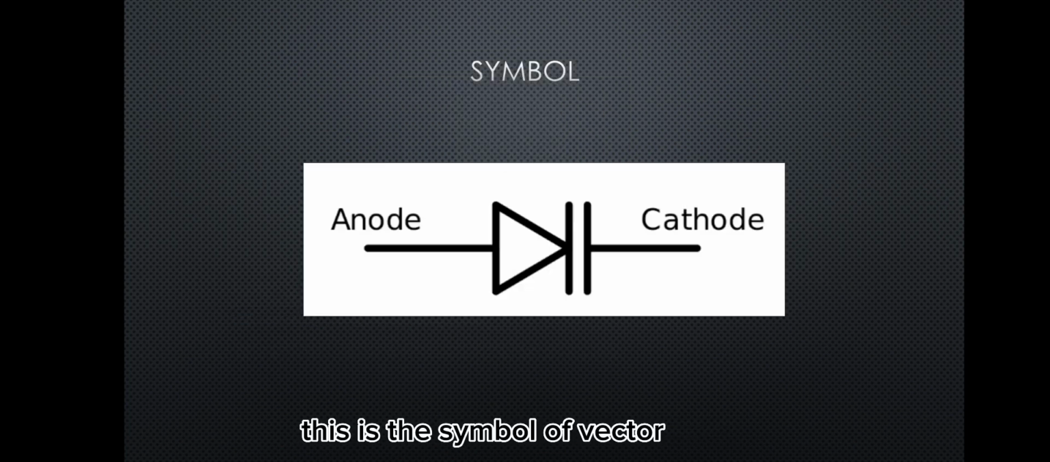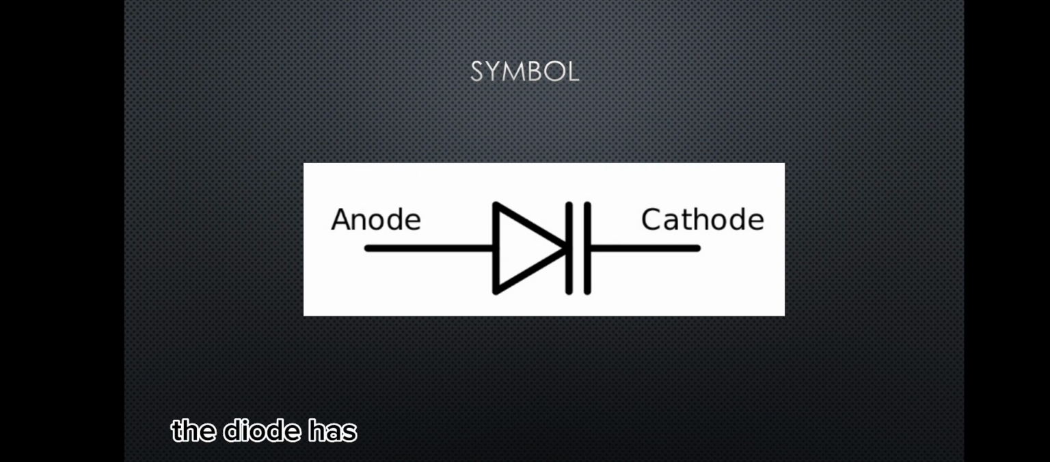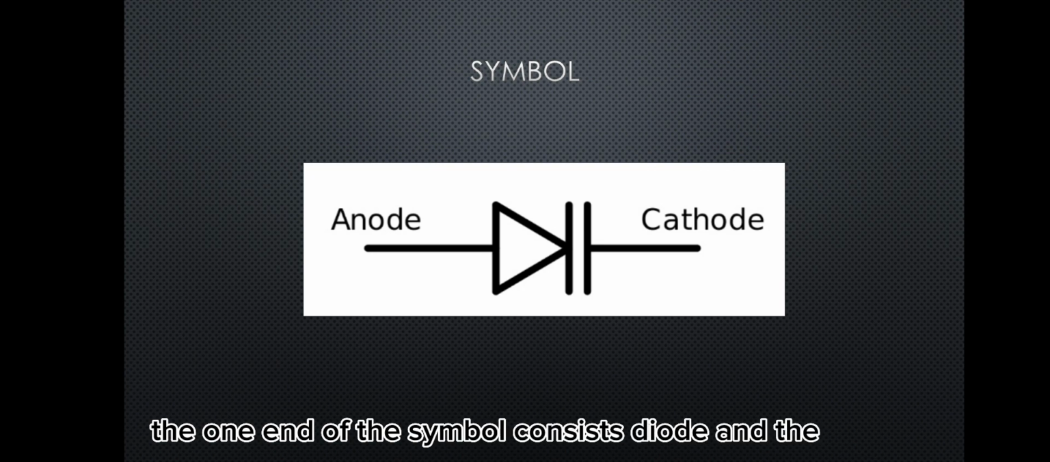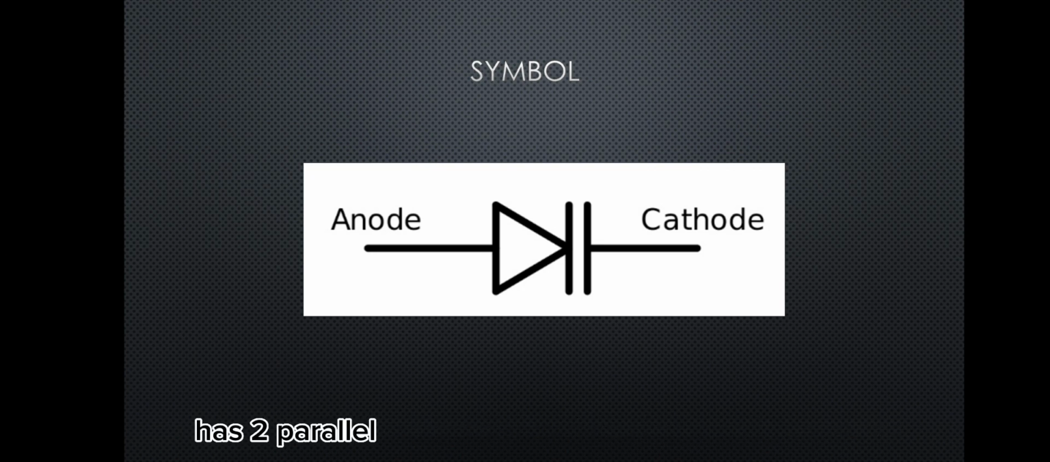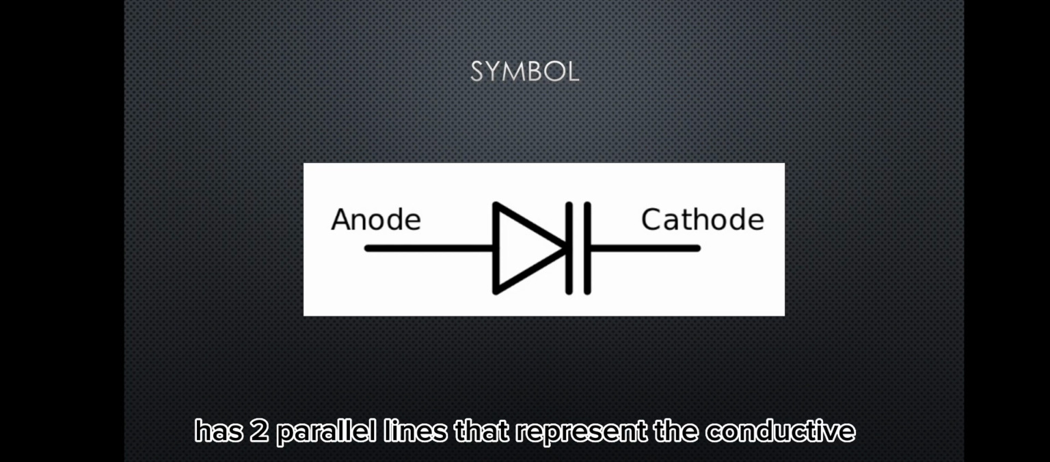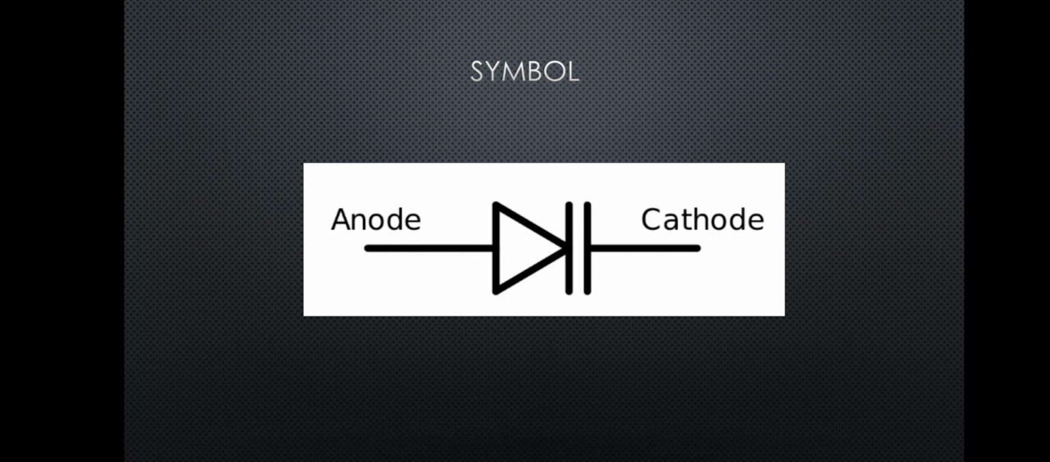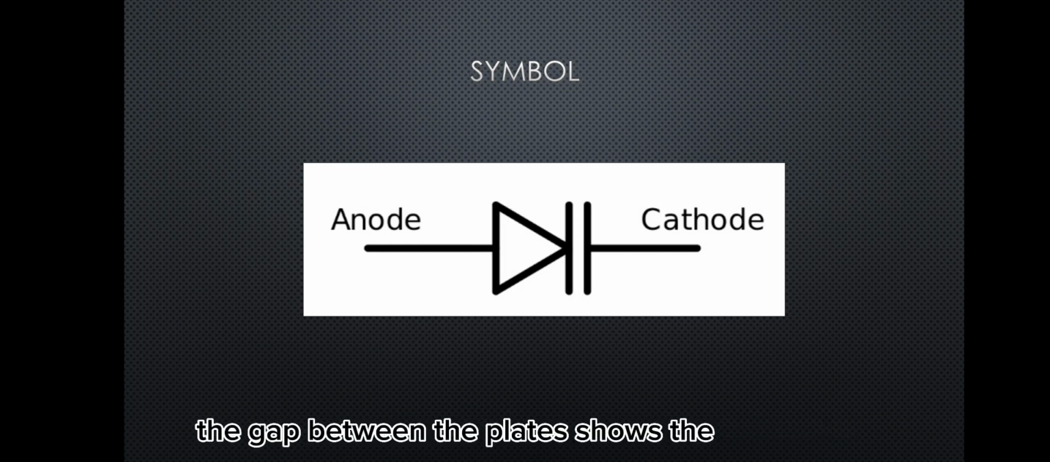This is the symbol of varactor diode. The symbol of the varactor diode is similar to that of the PN junction diode. The diode has two terminals, namely anode and cathode. One end of the symbol consists of the diode and the other has two parallel lines that represent the conductive plates of the capacitor. The gap between the plates shows their dielectric.